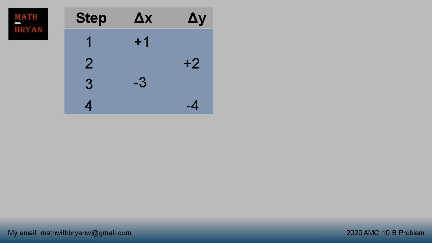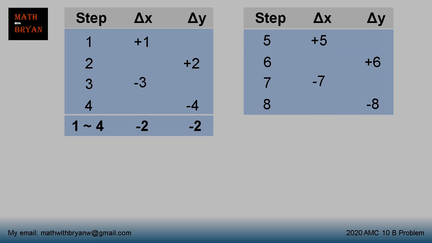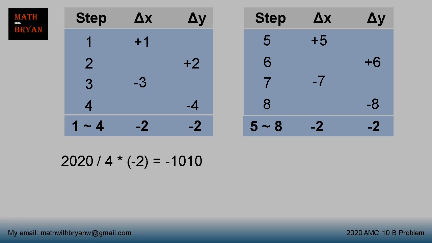For the first 4 steps, the change in x is -2, and the change in y is also -2. For steps 5 through 8, the change in x and the change in y are both -2. Notice that for every 4 steps, the change in x and the change in y are both -2. Now we can find how many groups of 4 steps Andy took.